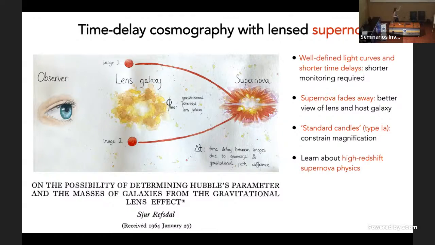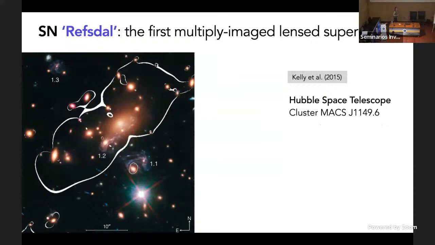Okay, so these are some advantages, but of course the main challenge when you use lensed supernovae is that it's very difficult to find them before they fade away. And after this idea was proposed by Sjur Refsdal, it would take another 50 years before the first multiply imaged lensed supernova was discovered. So this is supernova Refsdal, named after him.